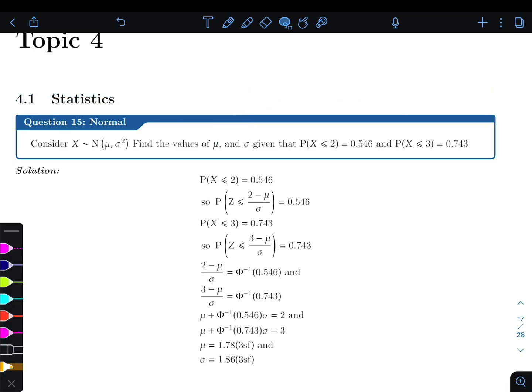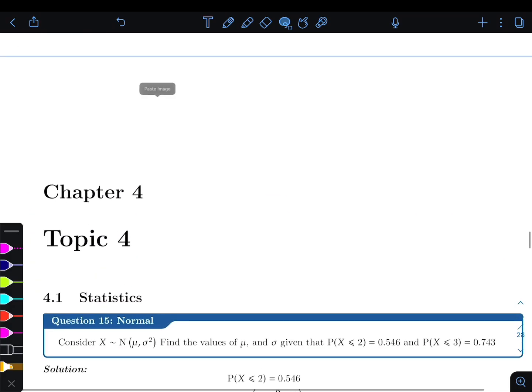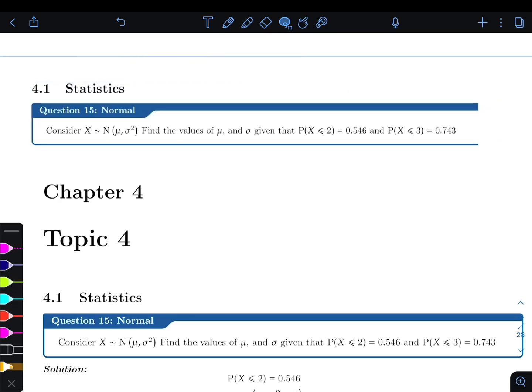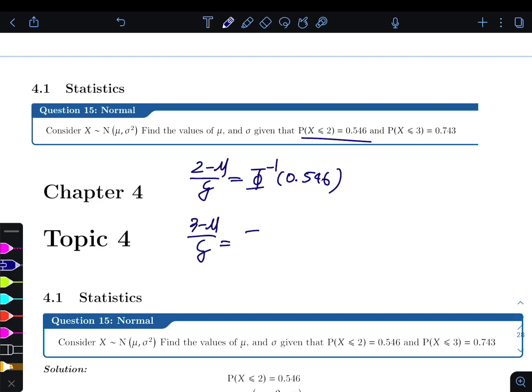And then the next thing is, yes, for the inverse norm, make sure that if you don't have mu or sigma, I like to standardize and solve it, but it's really a simultaneous equation. So for this one, if you standardize the bounds, it's going to be 2 minus mu over sigma, the inverse norm of 0.546. And then 3 minus mu over sigma is going to be the inverse norm of 0.743, is what I've got. For this one you could have divided, but I prefer working with the linear equation.